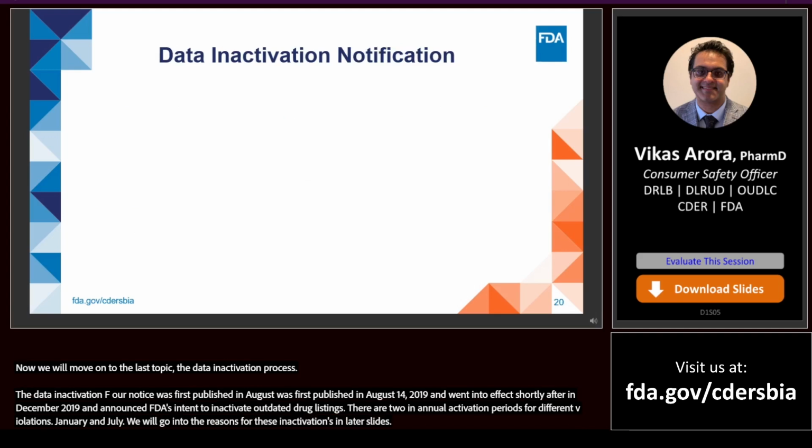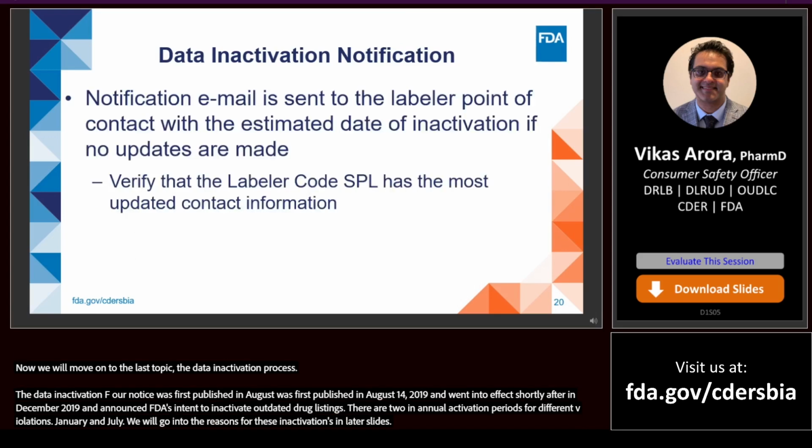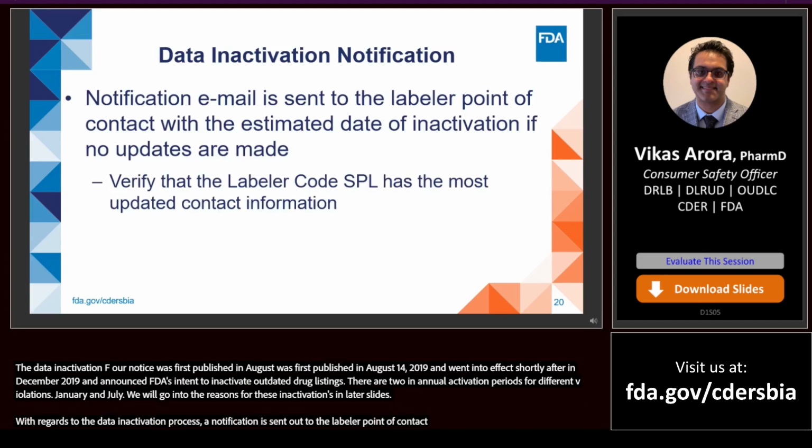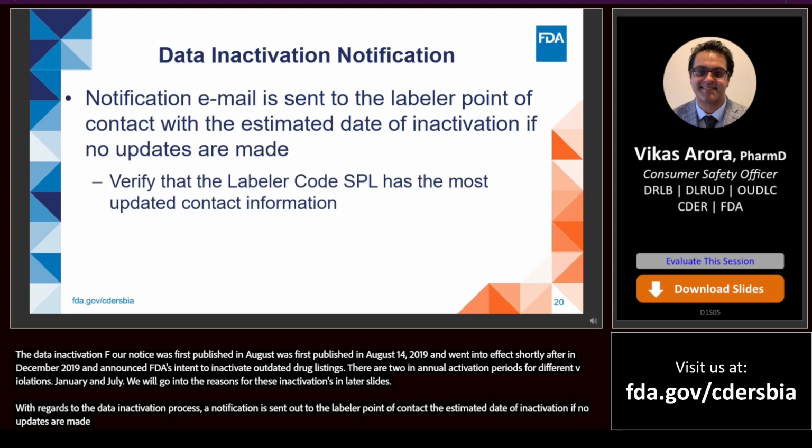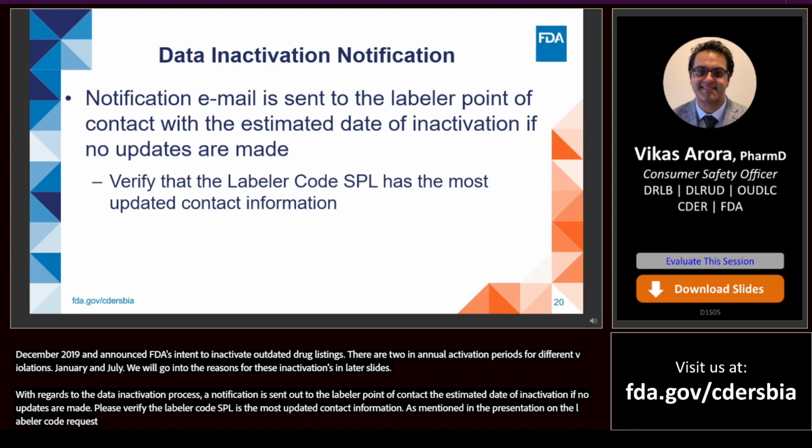So with regards to the data inactivation process, a notification is sent out to the labeler point of contact with the estimated date of inactivation if no updates are made. So please verify that the labeler code SPL has the most updated contact information. As mentioned in the presentation on the labeler code request, any updates to the contact information are required to be made within 30 days, and it's very important to keep this information up to date to receive this notification.